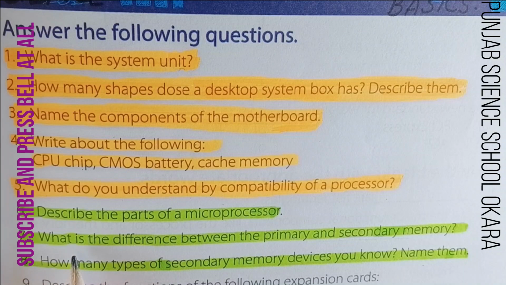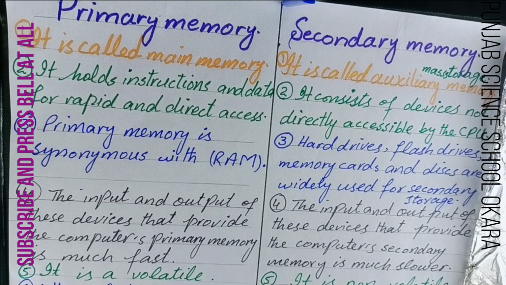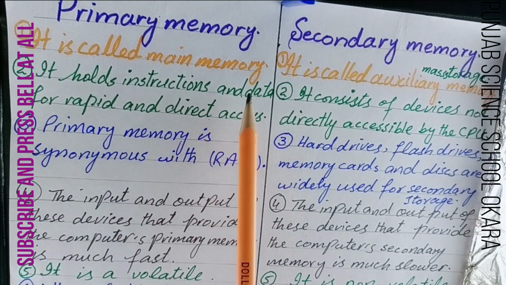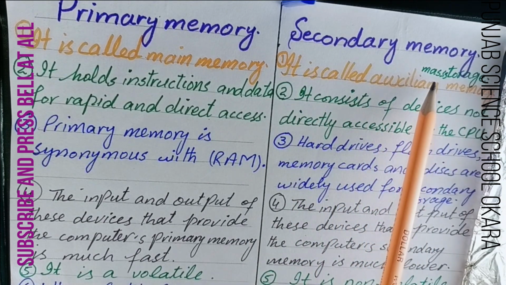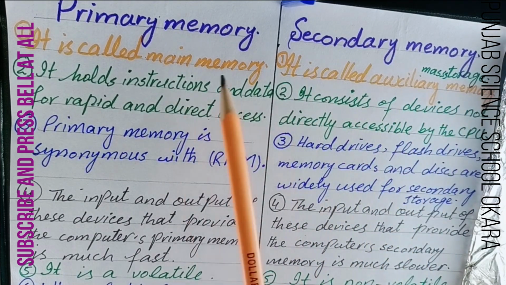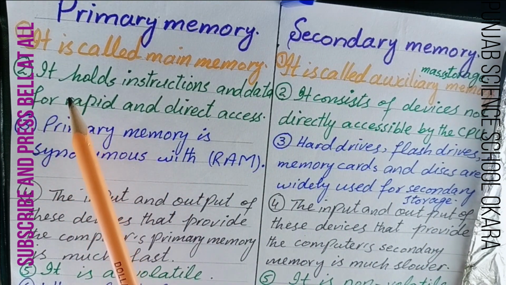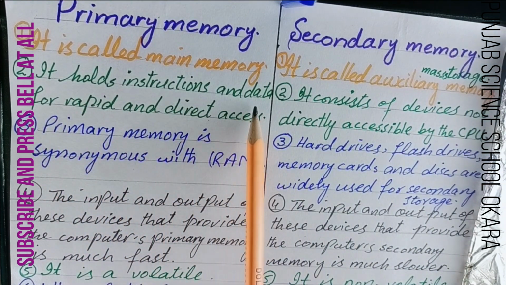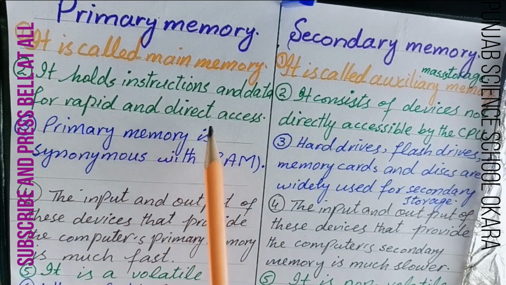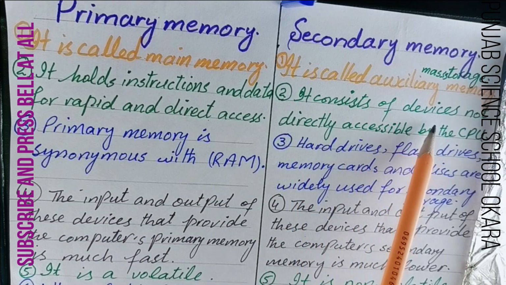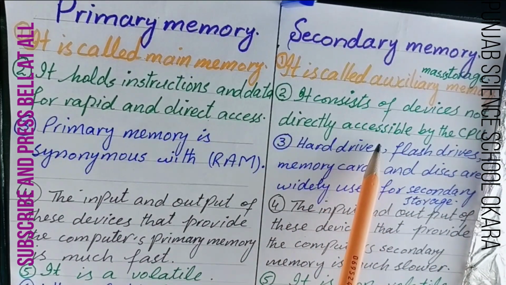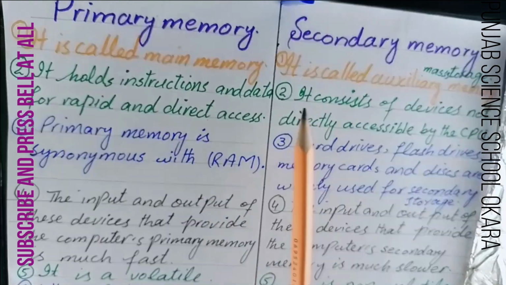Question number 7. What is the difference between primary and secondary memory? Number 1. Primary memory is called main memory. Secondary memory is called auxiliary memory or mass storage. Number 2, primary memory holds instructions and data for rapid and direct access. Secondary memory consists of devices not directly accessible by the CPU.